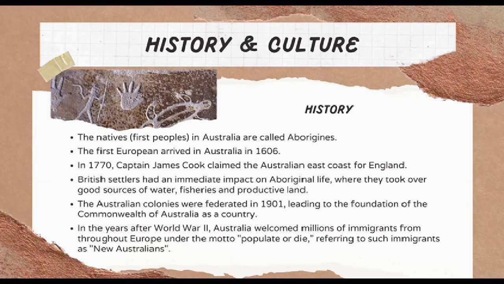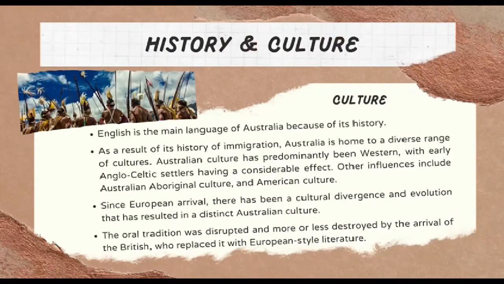From 1939 to 1945, Australia fought alongside the Allies in World War II. Australia had major advances in living standards, leisure time, and suburban expansion in the decades following World War II. The nation supported a big surge of immigration from throughout Europe under the motto "Populate or Die," referring to such immigrants as New Australians.